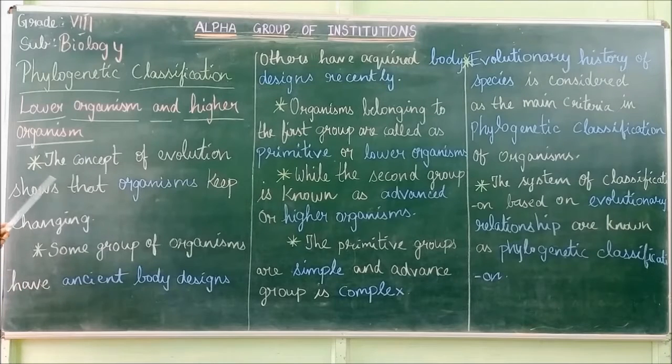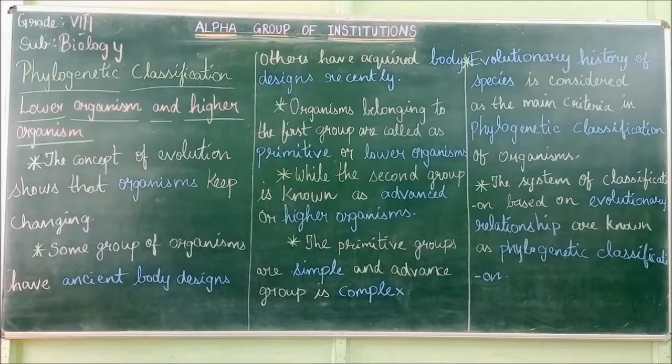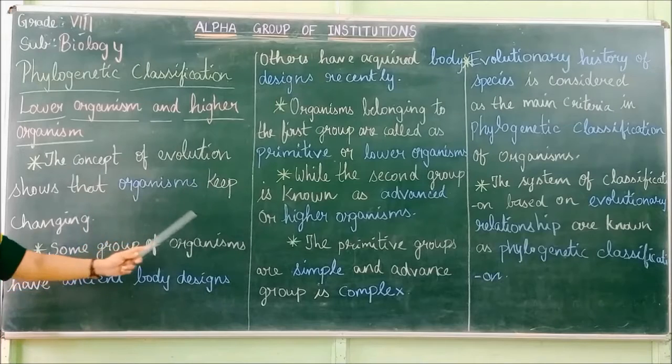So here, in the concept of evolution, the organisms keep changing. From the monkey to the human being, there were many stages, and the organism kept changing. It is the same for the giraffe also; it slowly keeps changing. So evolution means organisms keep changing.